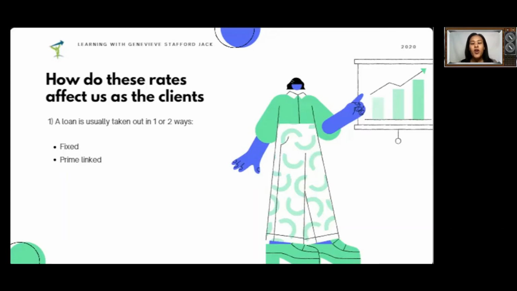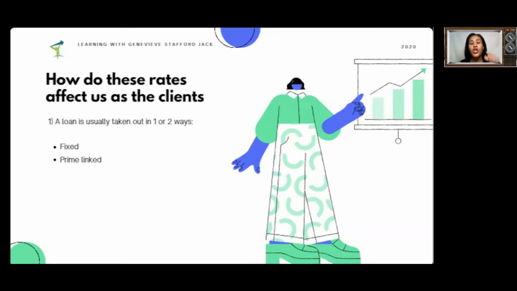However, if you have got a prime linked loan, you definitely are affected, right? Which is that variable loan that I was talking about. When the repo rate changes, guess what? You're sitting and you're saying, oh, okay, so now the repo rate changes, and then what? An interest rate cut means that you will pay a lower interest rate on the money that you owe to the bank. However, when the repo rate goes up, an interest rate hike means that you will pay a higher interest rate on the money that you owe to the bank.